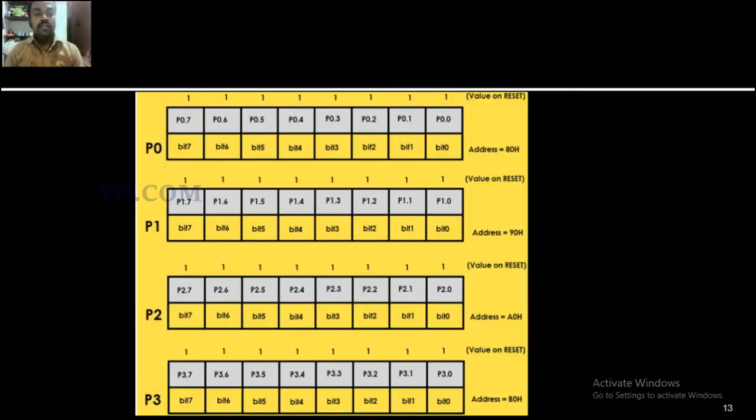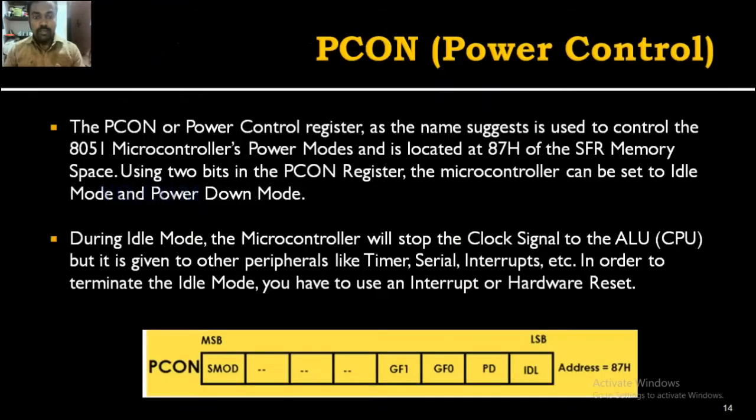So this is a port. We are having the 4 ports: port 0, port 1, port 2 and port 3. So each port has 8 bits. Each port has its own individual address. It is 80H, 90H, A0H, B0H. Okay, right. Next one is the PCON register or power control register.